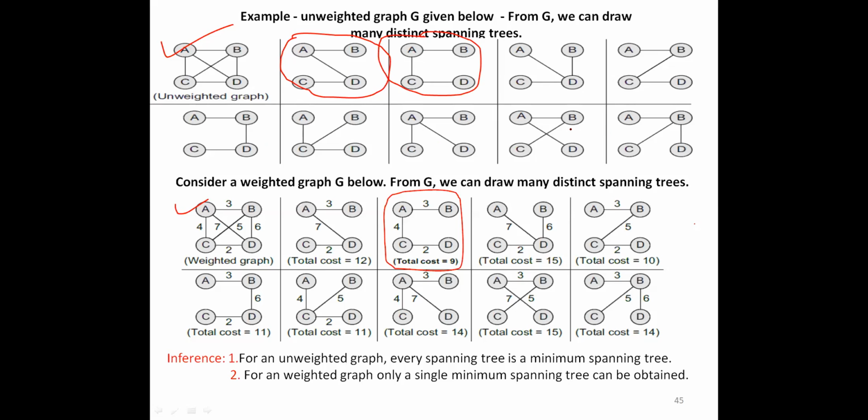This is about spanning trees. When you come to the weighted one, you take this example. All the edges have their own weight, 3, 4, 7, something like that. So these are the possible spanning trees.